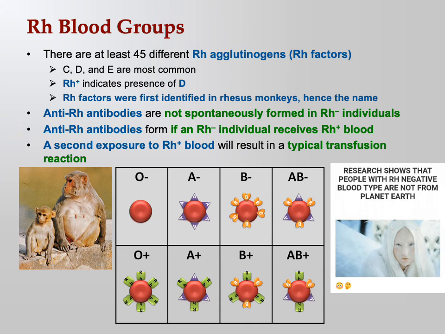And by the way, there's this whole conspiracy theory that people with Rh negative blood are not from planet Earth. They're actually the offspring of aliens. It's really cool. If you want to waste a couple of hours, just Google that and delve into it. There are people who actually believe this.